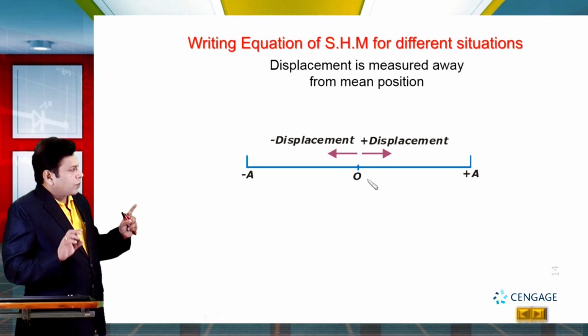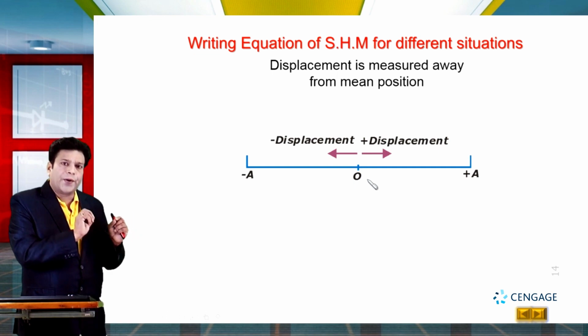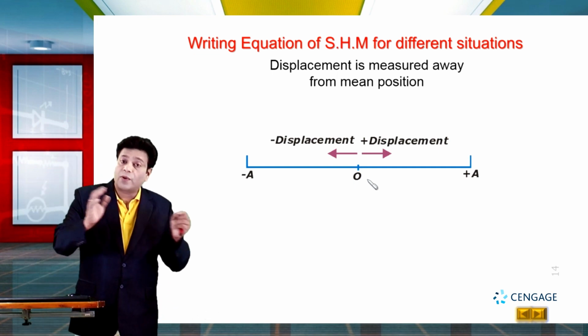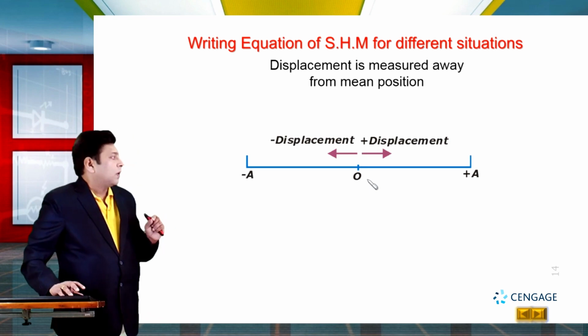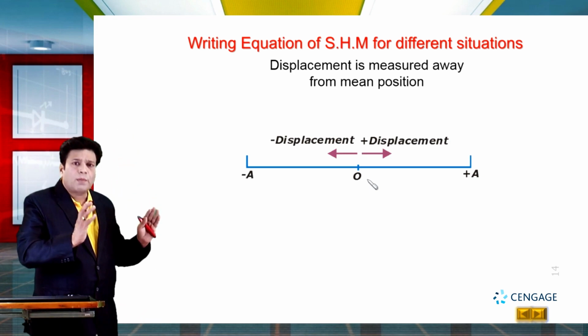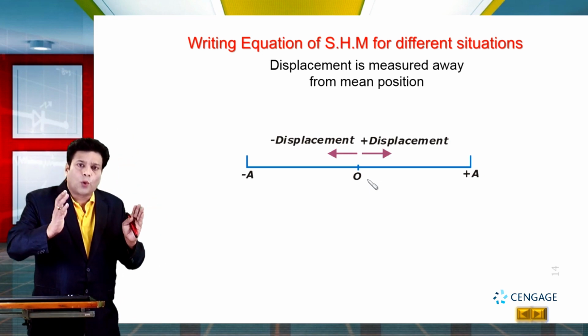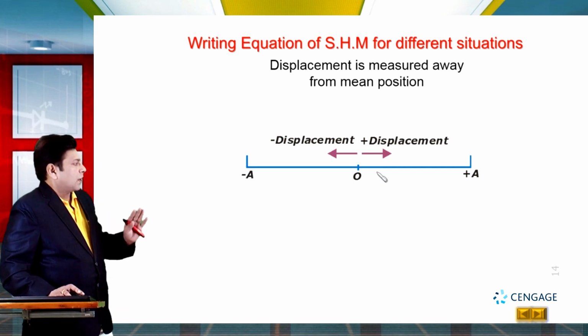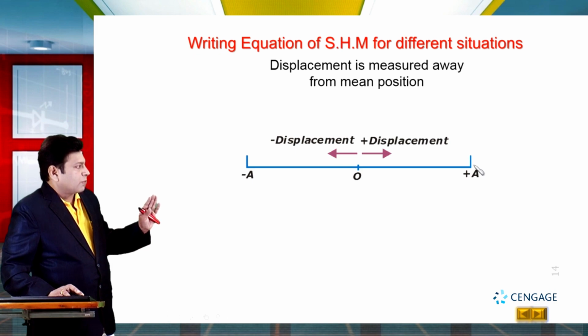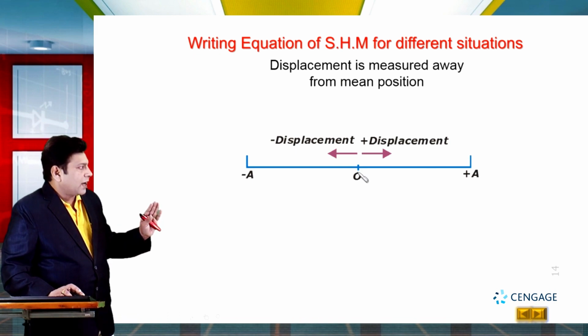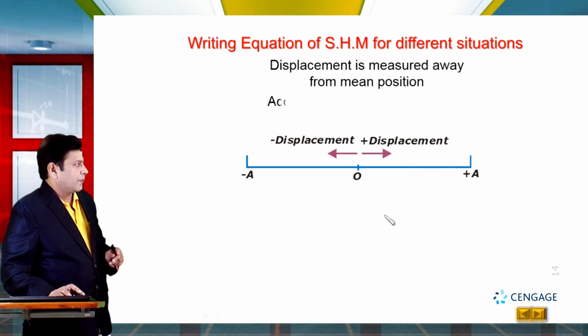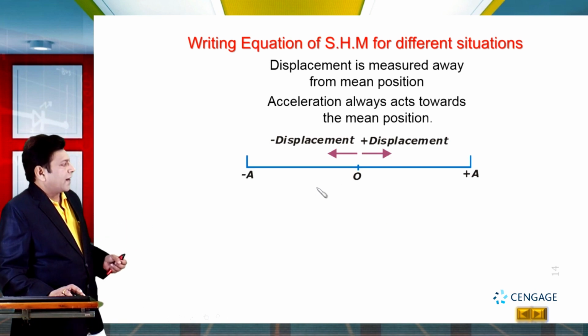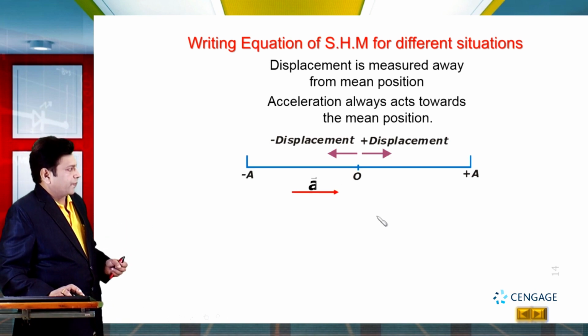Now, we know the speed of the particle decreases as it moves away from the mean position. That means the acceleration on the particle should act toward the mean position. Because of this acceleration, the particle speed becomes 0 at the amplitude position while it moves from O to A. So, we can make the direction of the acceleration vector like this.